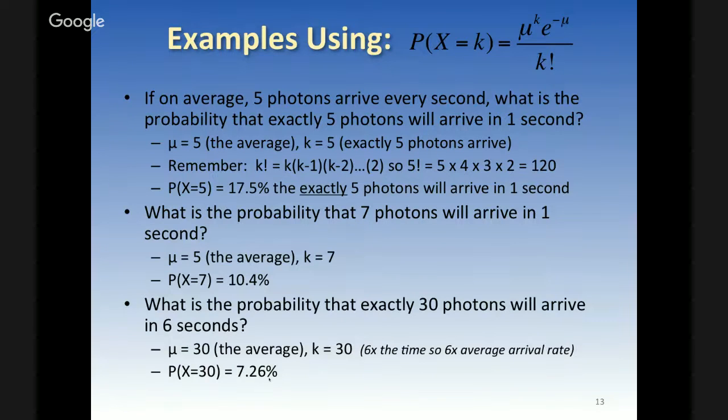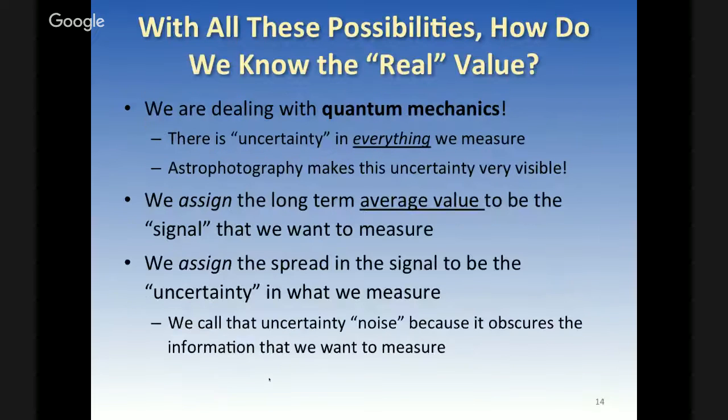I mean, you don't have to know any of this, but it's nice to know a little bit about what's behind the Poisson distribution and how you read it. And that's what this is really aimed at: showing you how you figure out what a Poisson distribution does. Well, you've got all these possibilities, so how do we know what's the real value?